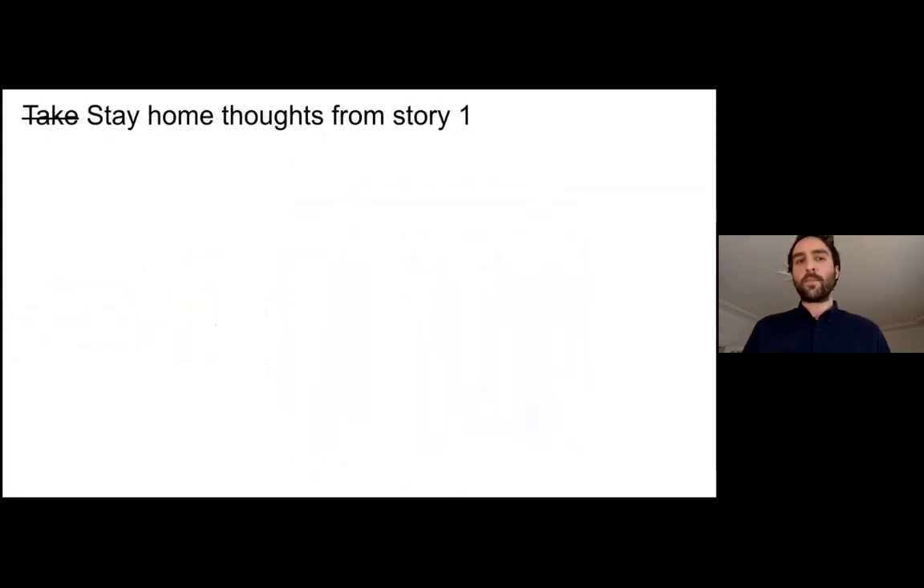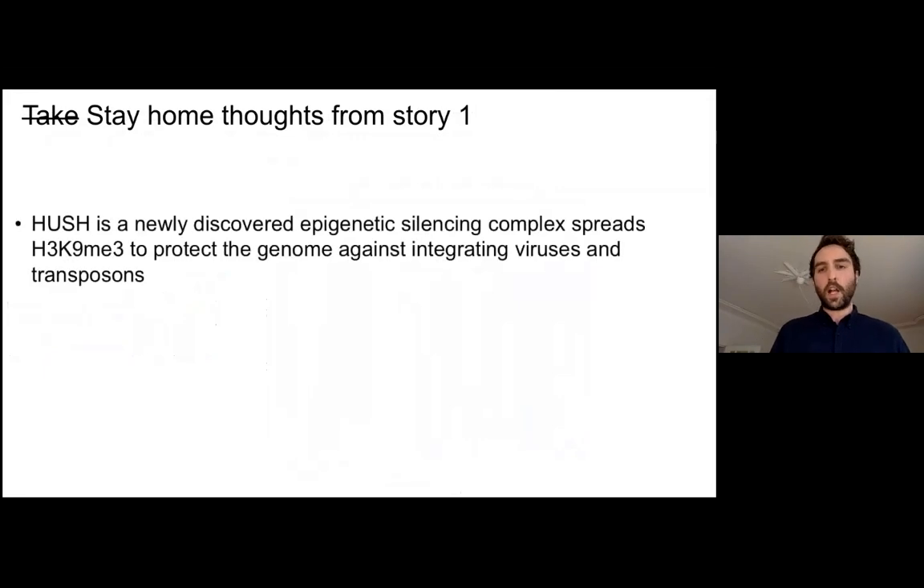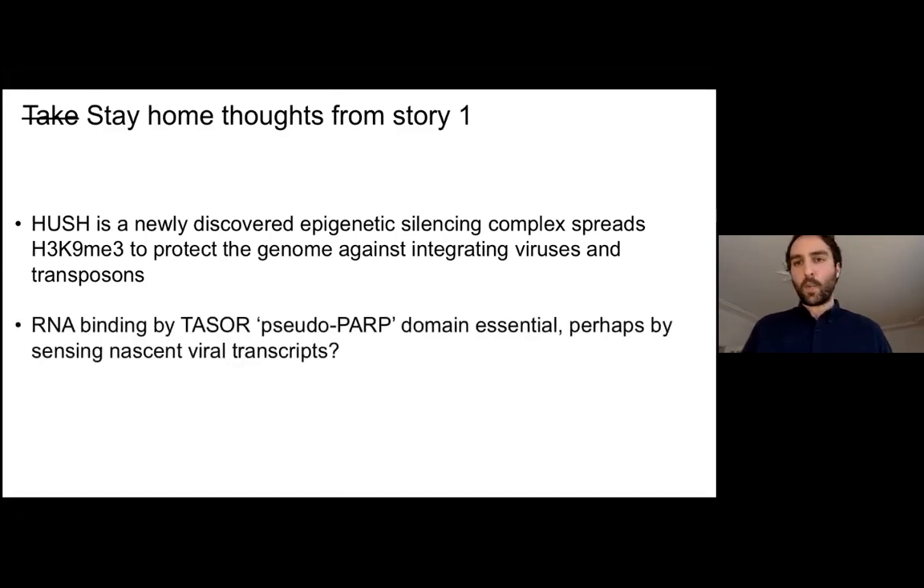So some thoughts from this first story. HUSH is a newly discovered epigenetic silencing complex. It spreads H3K9 trimethylation to protect the genome against integrating viruses and transposons. And we think we've identified many of the key molecular features of Taser, but we've also identified a new RNA binding by this pseudo-PARP domain in Taser. And think that perhaps this has a role in sensing the nascent viral transcripts and recruiting HUSH to chromatin.